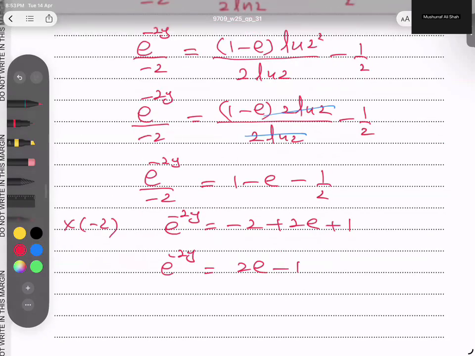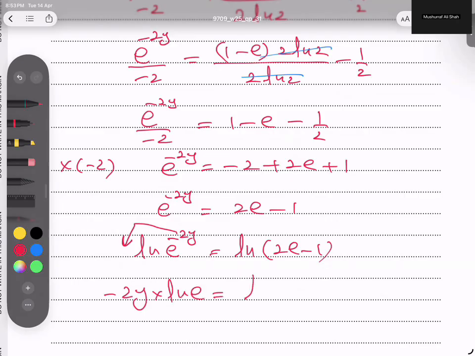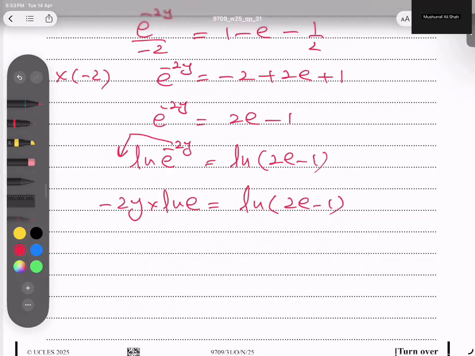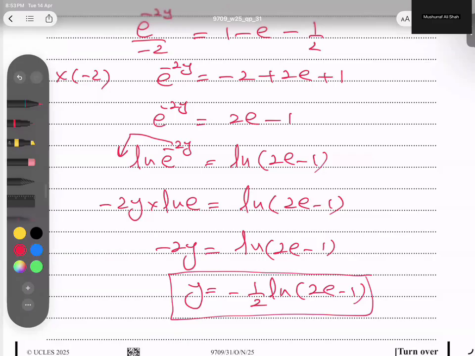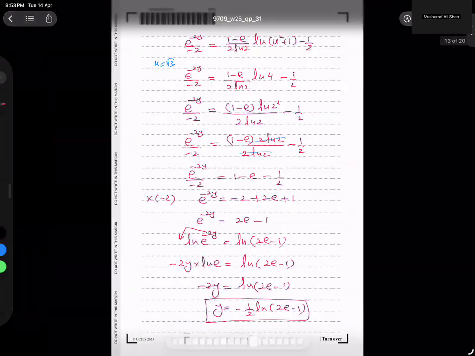Now students, I have to get rid of this power and bring it down, so take log of both sides. When I take log of both sides, it turns to be the log of 2e minus 1. The power goes down due to the log property, so negative 2y times log of e, and log of e is 1. I get negative 2y equals ln of 2e minus 1, and then divide by 2. So we got the exact form that he was asking for. I hope the concept of the question is completely clear.